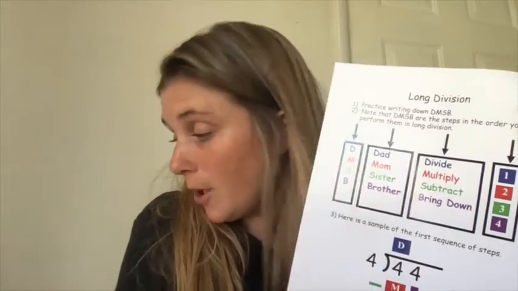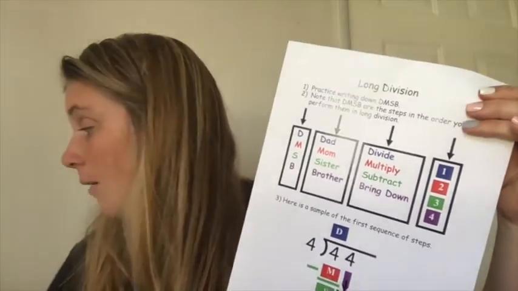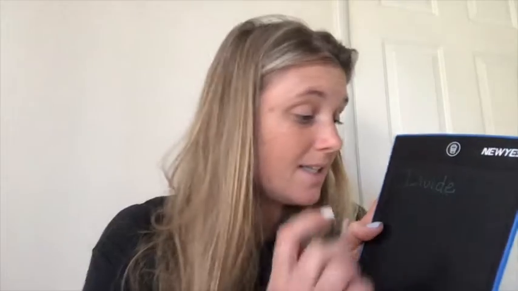Okay, grab your boogie board. I want you to write the steps down with me. So what's the first step? Divide. What's the next step? Multiply. Next one? Subtract. Next one? Bring down.